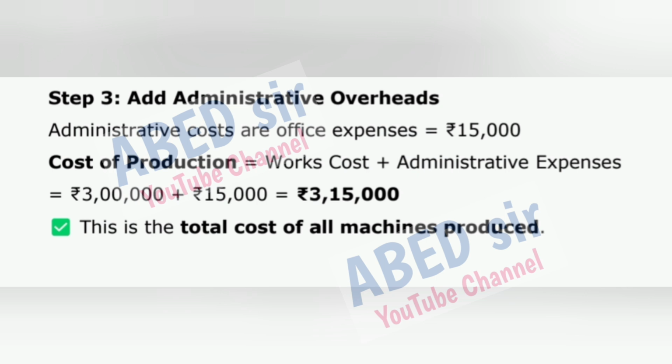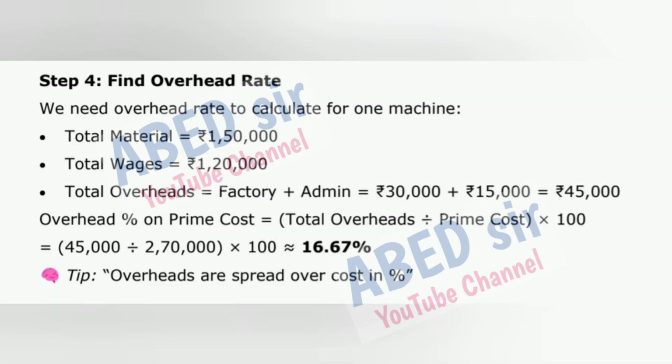Cost of production is equal to works cost plus administrative expenses, is equal to 3 lakh rupees plus 15,000 rupees, is equal to 3 lakh 15,000 rupees. This is the total cost of all machines produced. Step 4. Find overhead rate. We need the overhead rate to calculate for one machine.